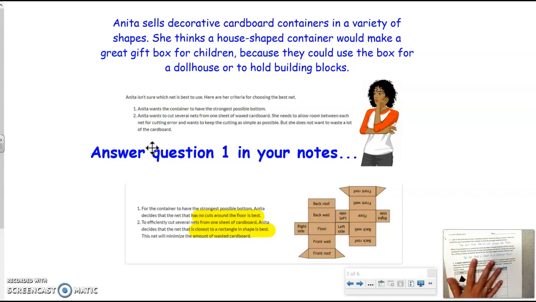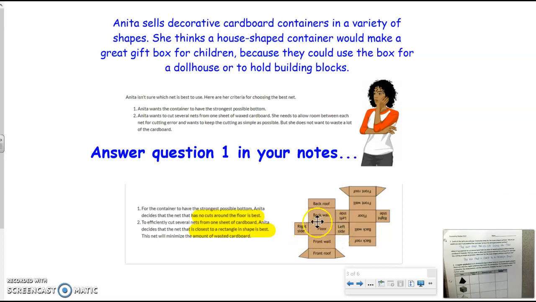Question number 1 in your notes today says, which net would you use if you wanted the container to have the strongest possible bottom? Well, if we look at a net and we're looking at the floor, the floor that is going to be the most stable and the strongest is the floor that does not have any cuts around it. Notice how these are all folds right here. You would be folding up the sides and the walls.